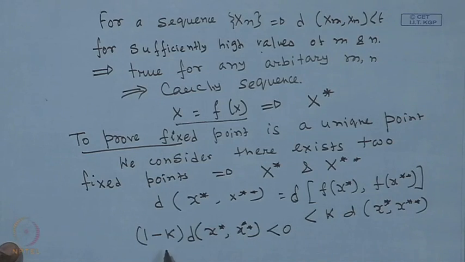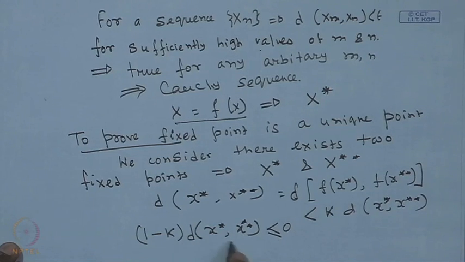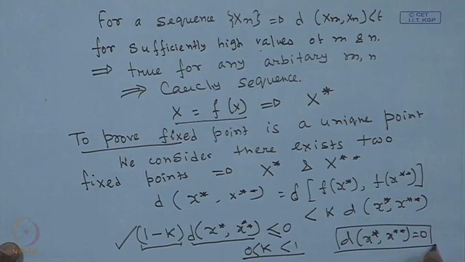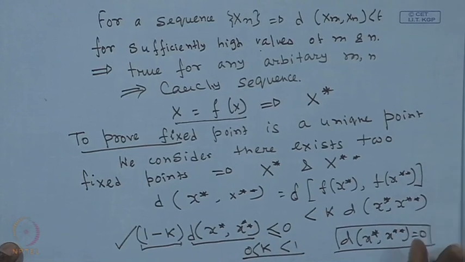Now, this metric is ever positive. The k is a fraction lying between 0 and 1, so 1 minus k is always positive. The multiplication of two positive quantities cannot be negative. So the only option left is that the metric between x star and x double star should be equal to 0 in order to satisfy this equation.